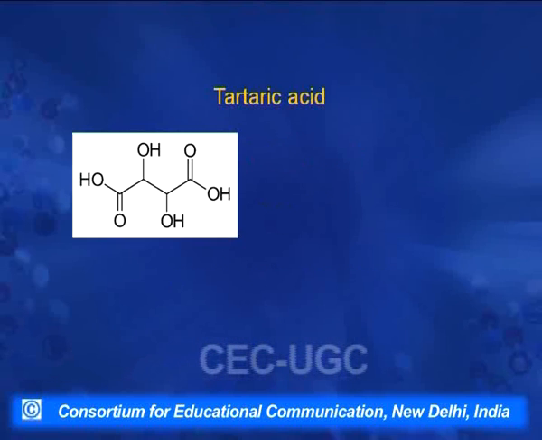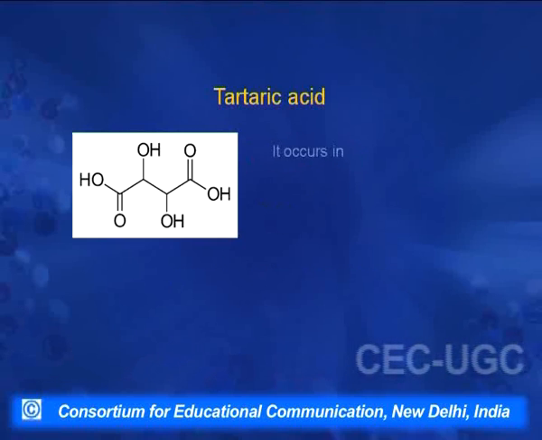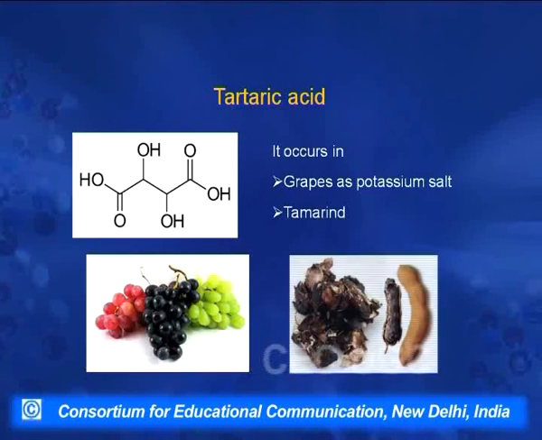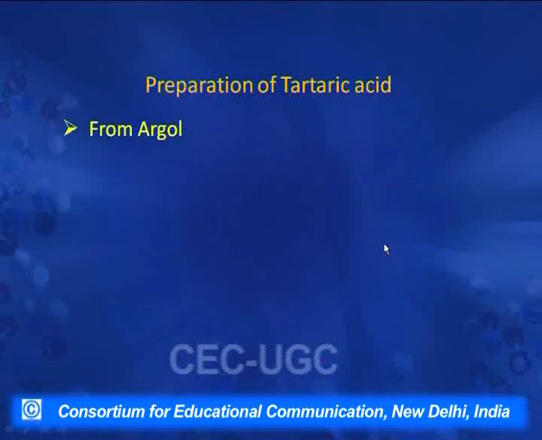Then next we take up tartaric acid. Tartaric acid occurs in grapes as a potassium salt. All varieties of grapes contain tartaric acid in them. Then it occurs in plenty in tamarind. There are many other fruits also which contain tartaric acid. These two are the rich sources.